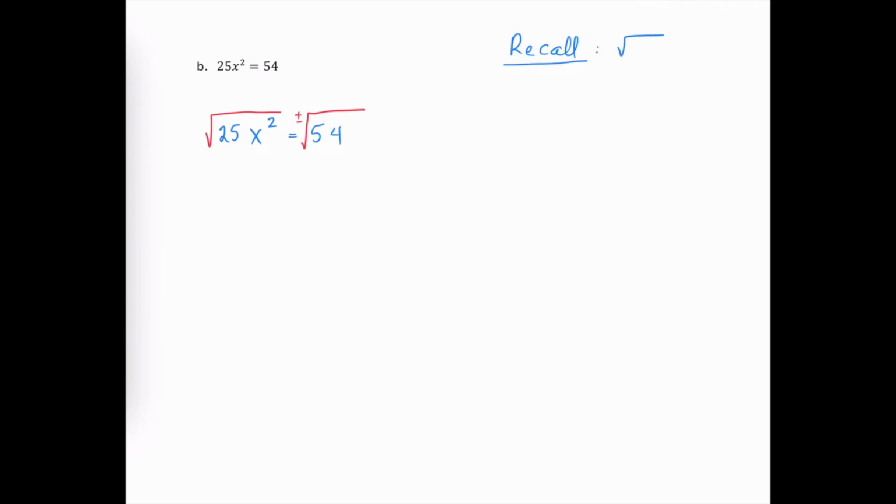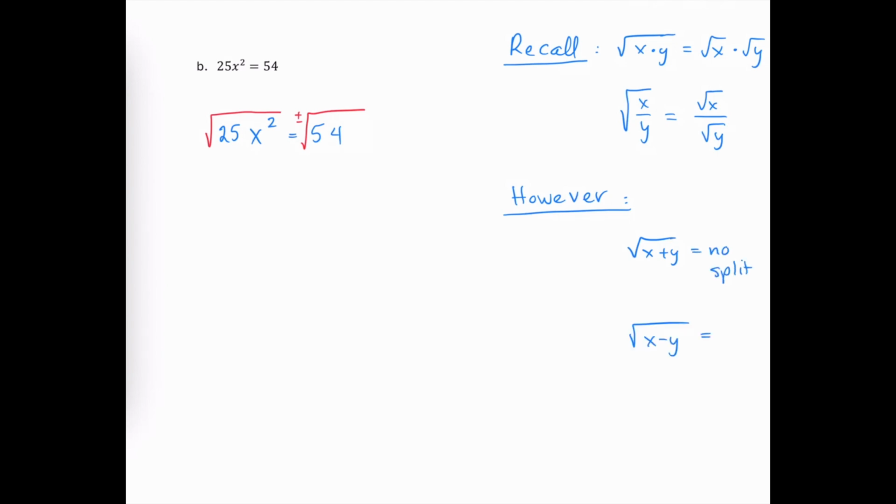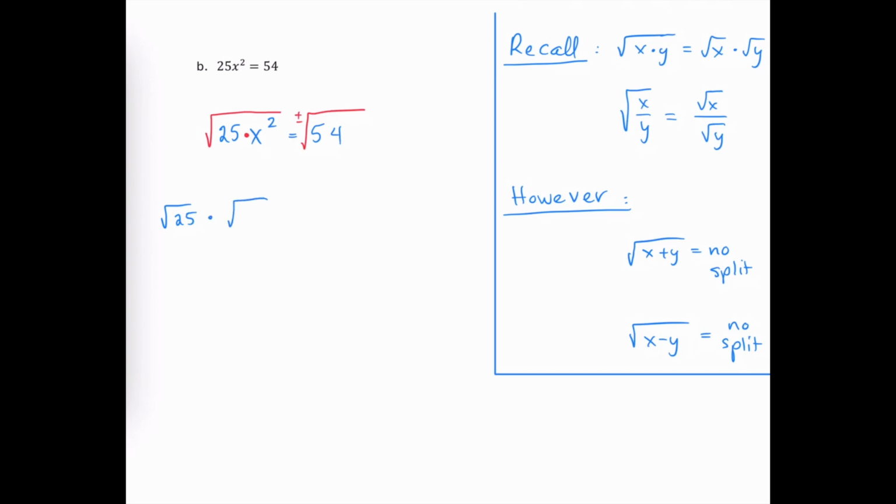Let's recall that if we have two things multiplied together underneath a radical, we can split that radical into the product of two radicals. If we have two things divided underneath a radical, similarly, we can split a radical over division. However, if we have two things that are added or subtracted under a radical, this radical will not split. We cannot split a radical over add or subtract. So back over here in our problem, we see that we have two things multiplied together under the radical over here on the left, which means that we can split that into the product of two radicals, square root 25 and square root x squared.